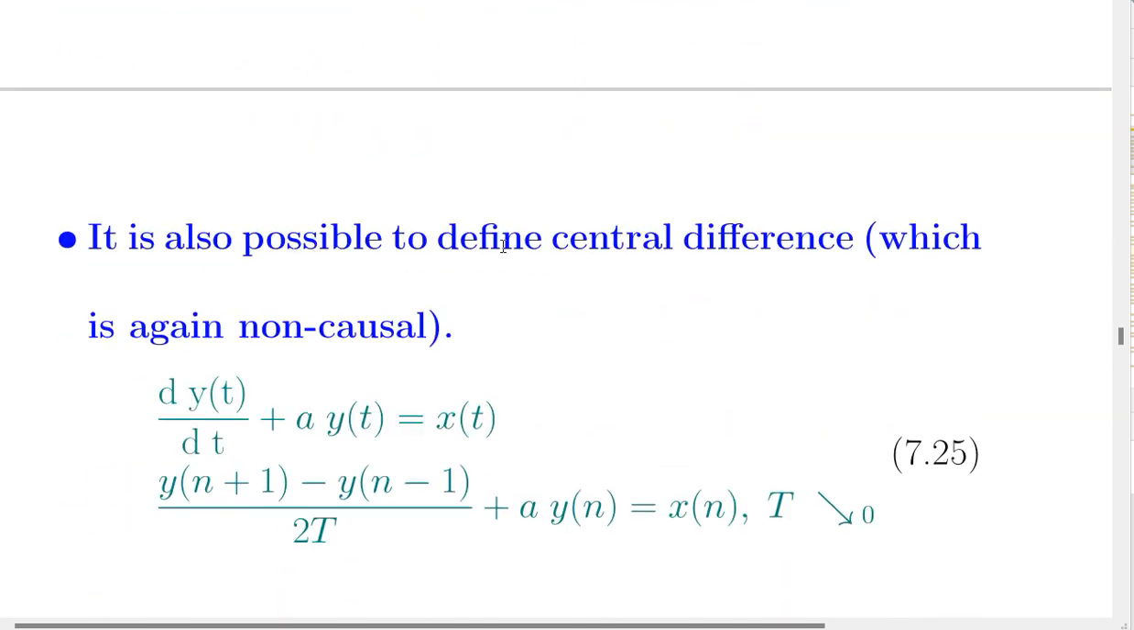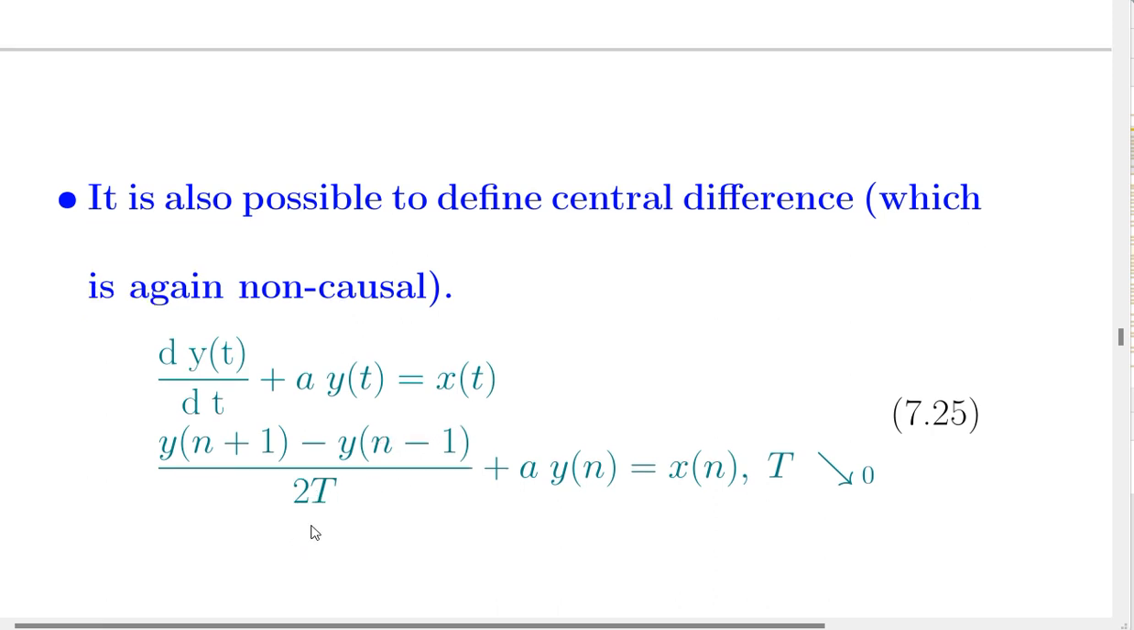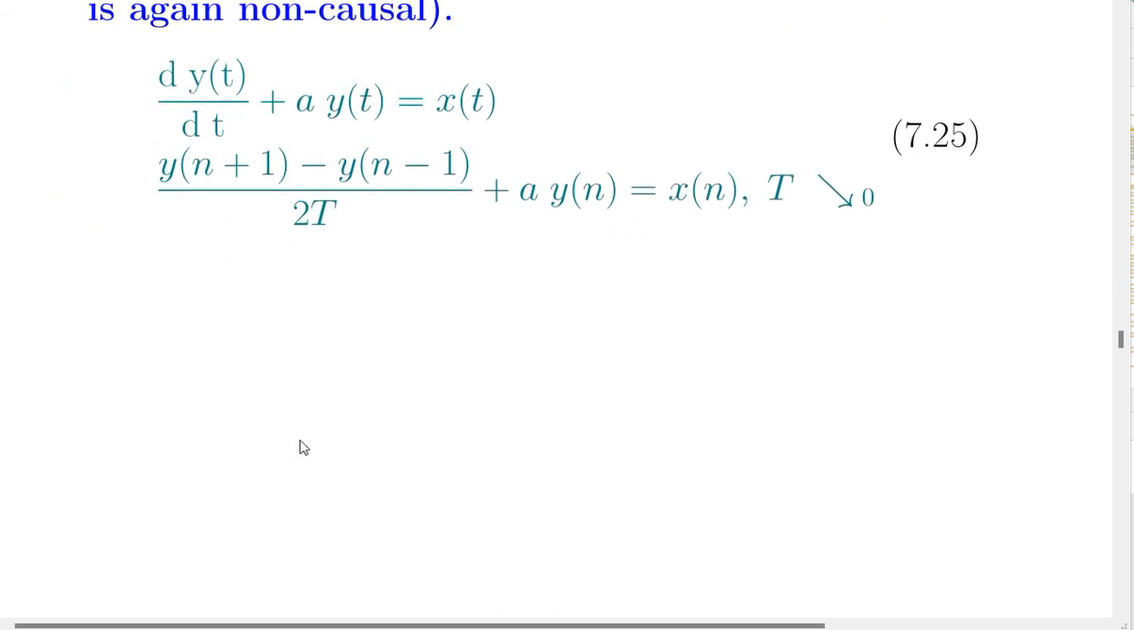And it's also possible to define central difference. You see here, n plus 1 minus n minus 1, leaving y of n apart. So definitely the distance is 2. We should have 2 here. Okay? Again, repeating: y of n plus 1 minus y of n minus 1 over 2 times T. Sorry.